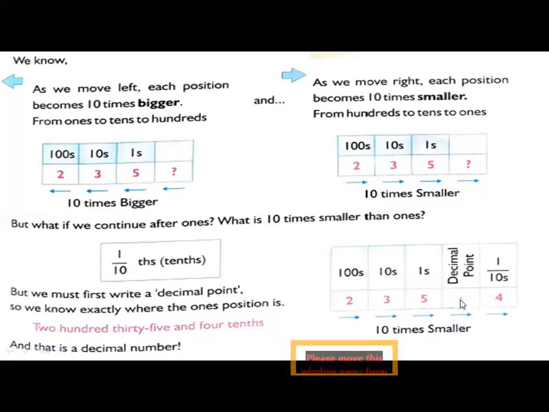So we know before the decimal point, it is ones, tens, hundreds. But remember, after the decimal point, we call it as 10th. What is it? 10th. So 1/10. So 4 is the number which is in the 10th place.